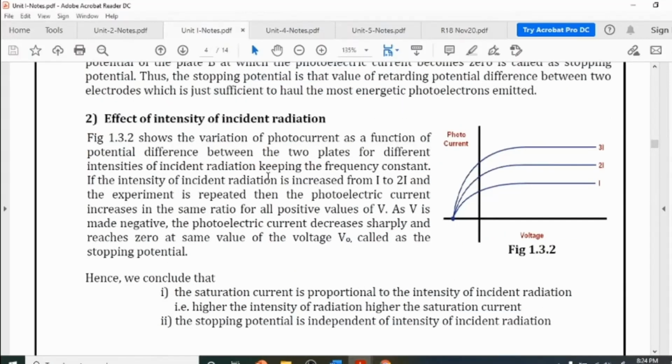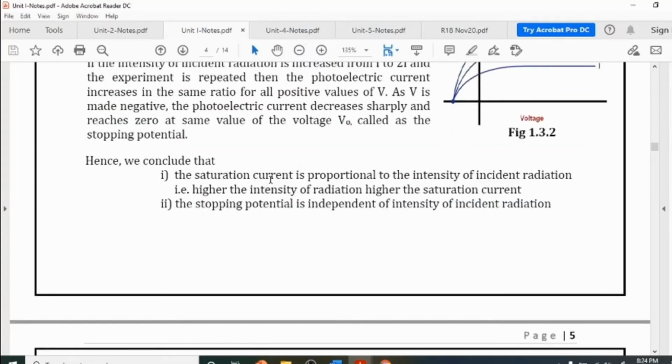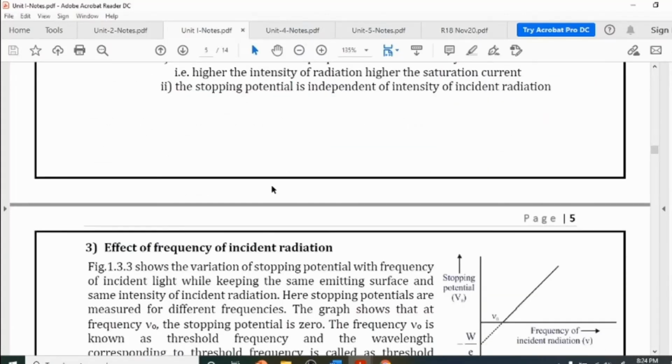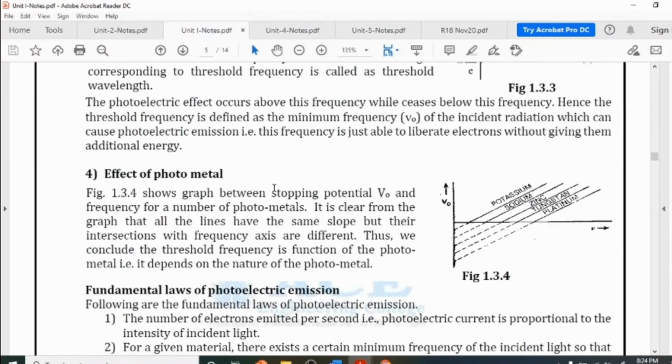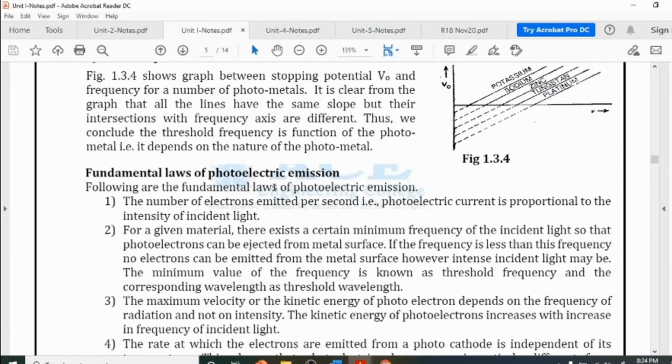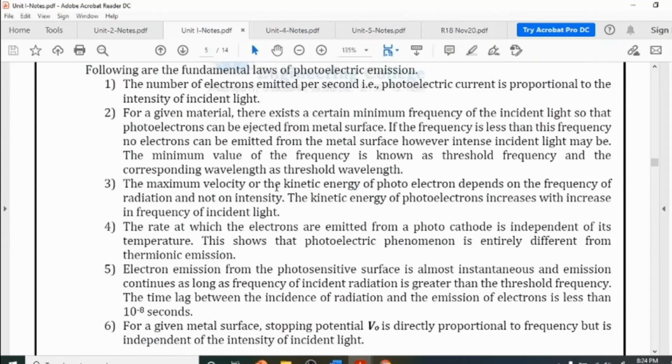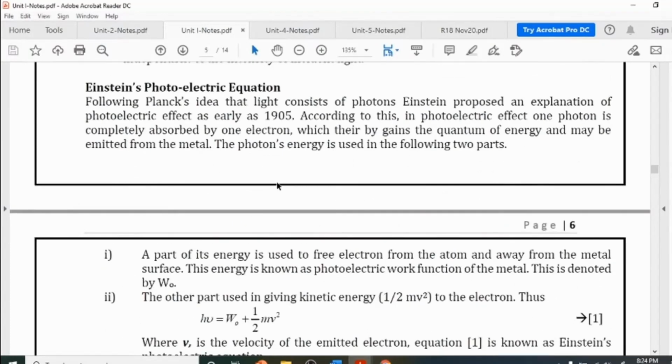So how much do you write? You draw the graph, understand the concept, and write it. You can even reduce the writing part, but drawing graphs is very essential. So this is about the photoelectric emission, and these are fundamental points about photoelectric emission. Five or six you remember. And then Einstein's photoelectric equation is not required.